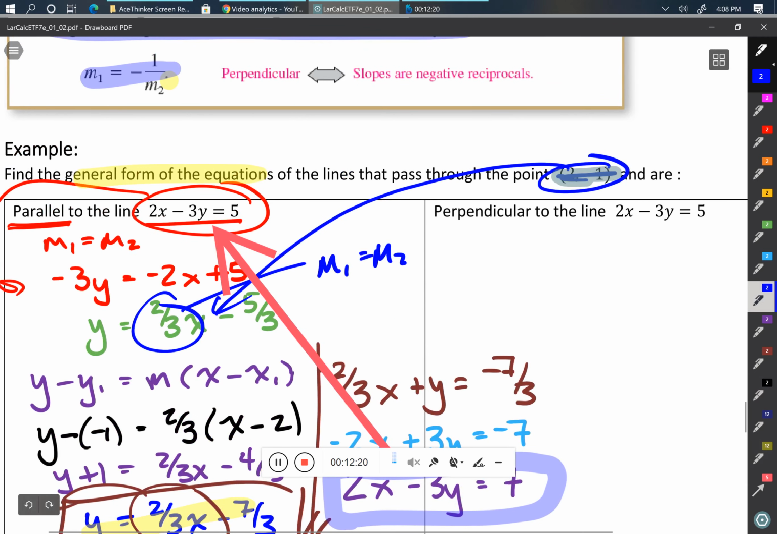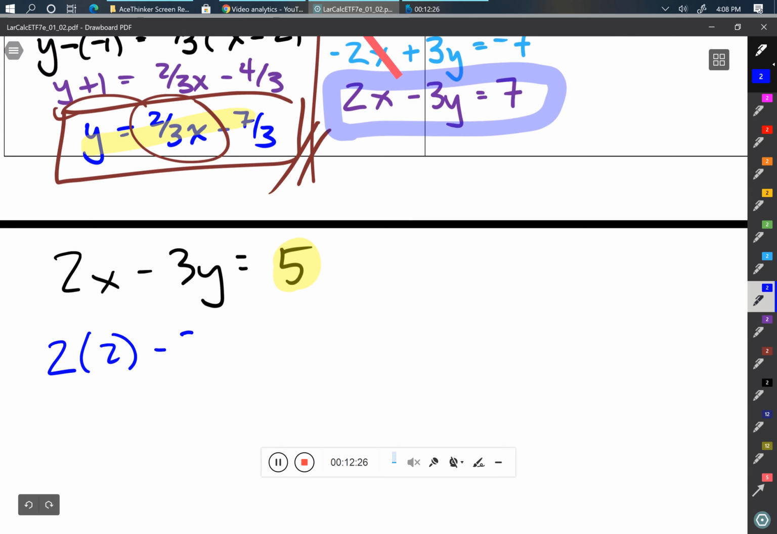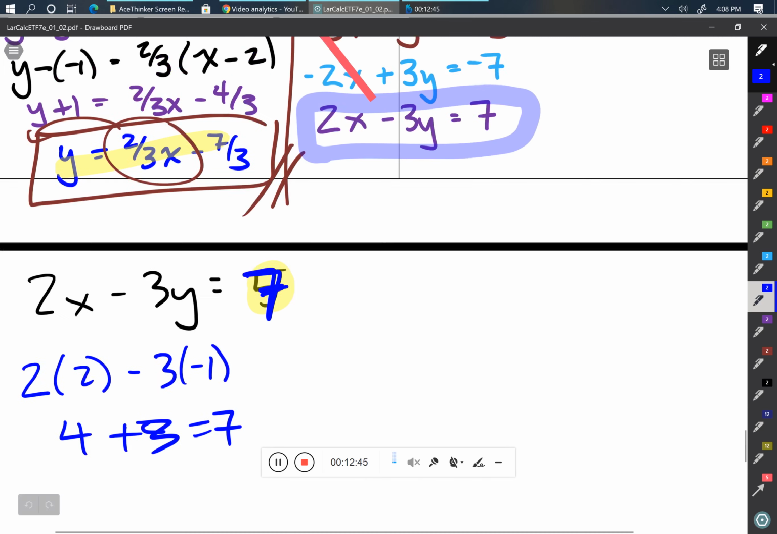Oops, I didn't want to scribble that out. So I could have gone 2 times 2 minus 3 times negative 1, which is 4 plus 3, 7, and just replace that with a 7, and I would have been done. Not everybody knows that. Not everybody sees that. But if you do see that, that's much faster.